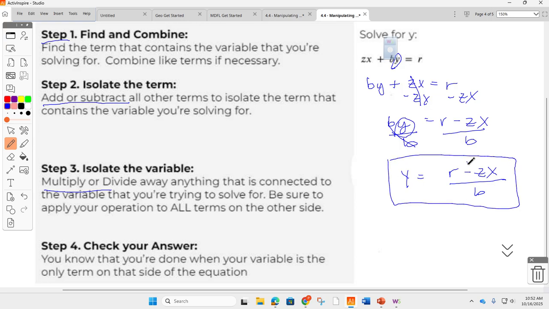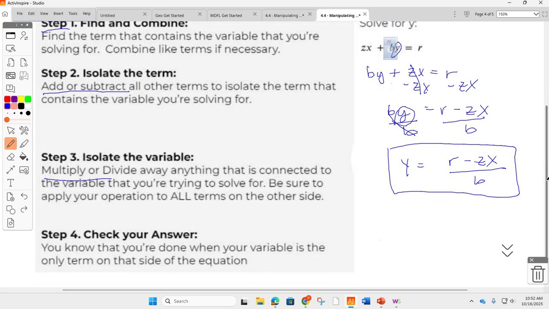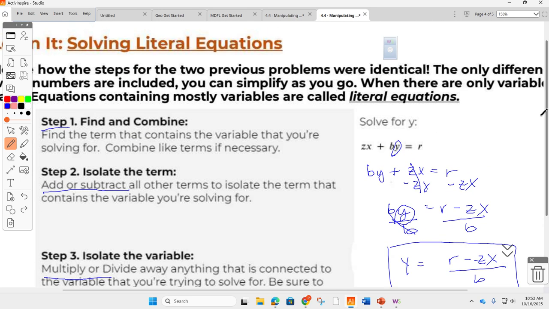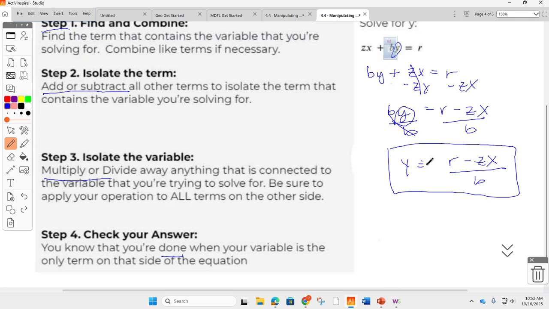We can't really check these answers like we can check a regular linear equation because we can't plug it back in. We know we're done when the variable they asked us to solve for is by itself. Our y is by itself. If we did all of our steps correctly, then that should be the correct answer, right? Any questions on that?